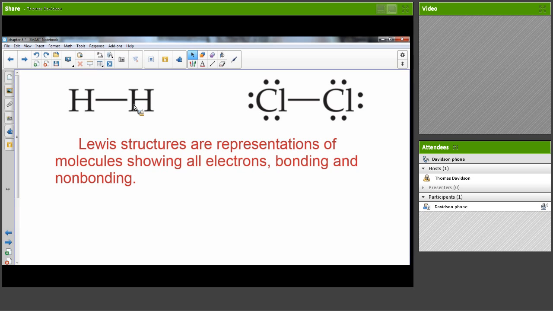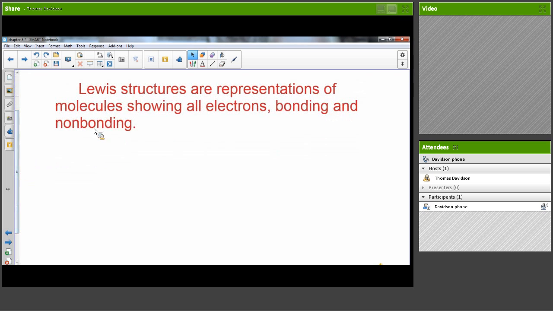All right, Lewis structures aren't very complicated, but if you go home and try and do some and you forget the steps, then you're going to be completely lost. So, Lewis structures are representations of molecules, showing all electrons, bonding and non-bonding. Okay, yesterday I drew some of these, but mostly we just talked about the Lewis symbol, so it would be H with a dot. That's the Lewis symbol for hydrogen. The Lewis structure for the diatomic molecule of hydrogen, you'd put the other H and then a second dot.